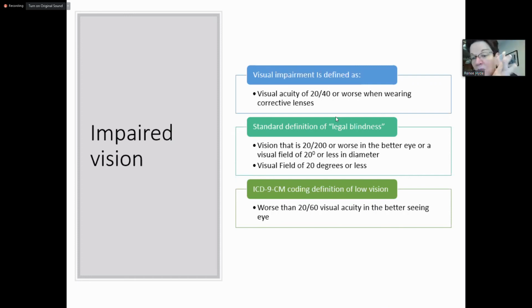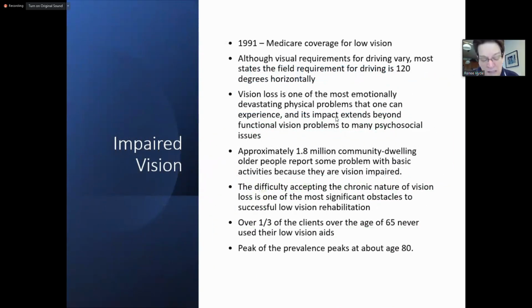Now, when you're talking about Medicare, they consider low vision as being worse than 20/60 visual acuity in the better seeing eye. It can be 20/200 or legally blind in the right eye, but as long as they have 20/60 in the left eye, it's considered low vision. Well, why are these definitions important? Well, in 1991, Medicare started coverage for low vision.